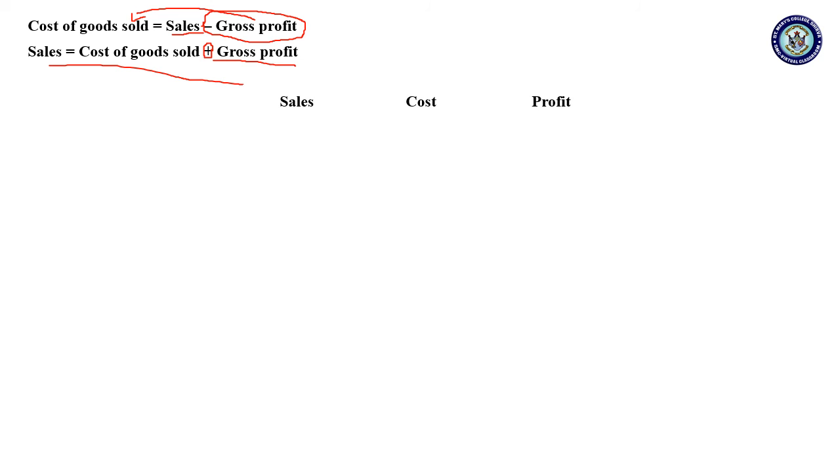Now you just write sales, cost and profit, to do the cross multiplication. You don't write this equation, but you should know it: sales is equal to cost plus profit. If you add profit to cost, you will get sales. So you write sales, cost, profit.